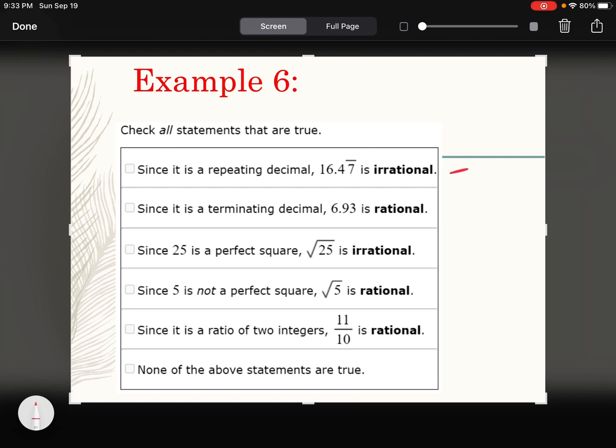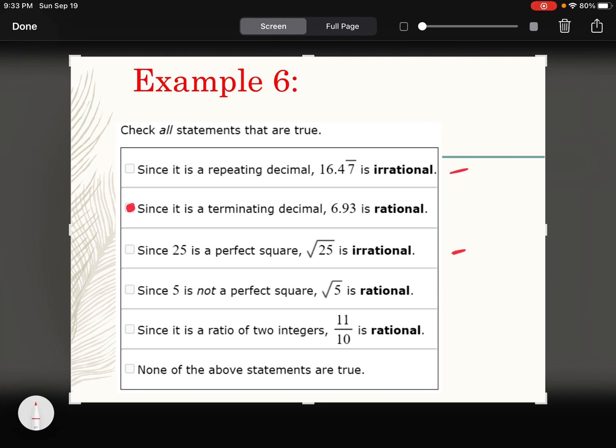Since it is a terminating decimal, 6.93, yeah, the decimal stops, it ends, it terminates. Yes, it is a terminating decimal, and terminating decimals are rational numbers, so this is true. Since 25 is a perfect square, square root of 25 is irrational. Perfect square roots are rational numbers, right? Square root of 25 is equal to 5, and it is a rational number, not irrational.